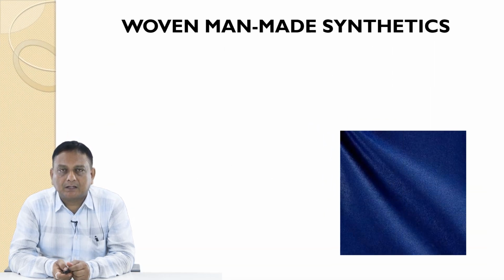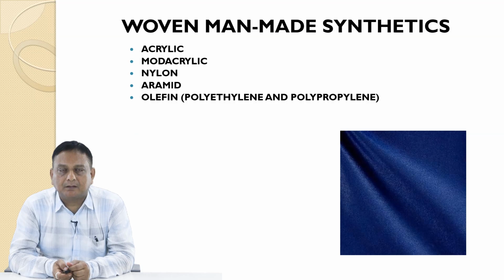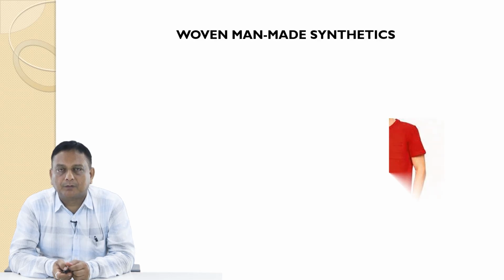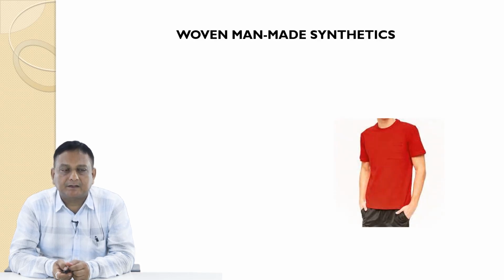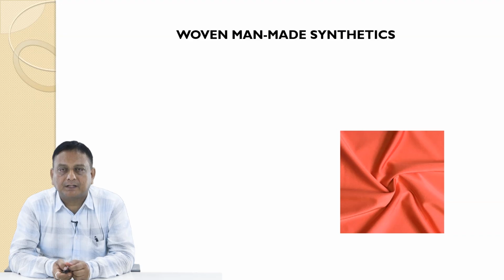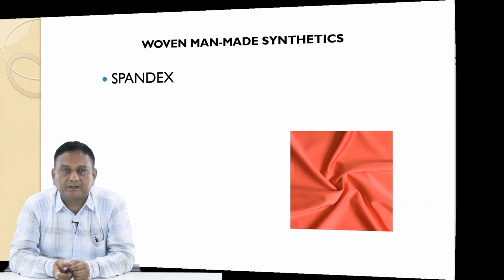Then comes another kind, man-made synthetics, like acrylic, modacrylic, nylon, aramid and olefin fiber. Polyethylene and polypropylene are examples of olefins. So these are different woven apparels and woven man-made synthetics. Different apparels are produced out of it. Polyester is majorly used there, and woven man-made synthetics are also made with spandex, so a little bit of elastic material is used in this.